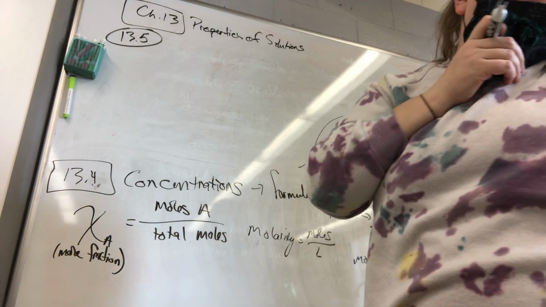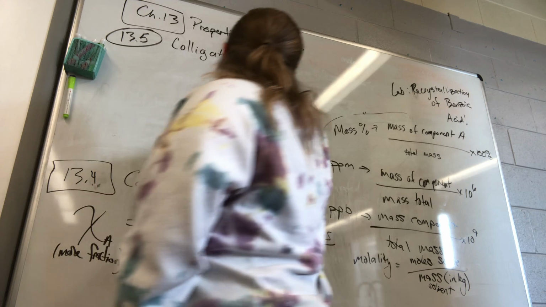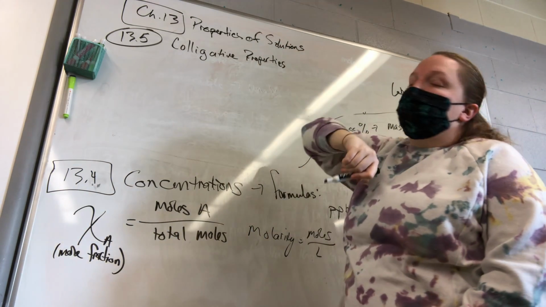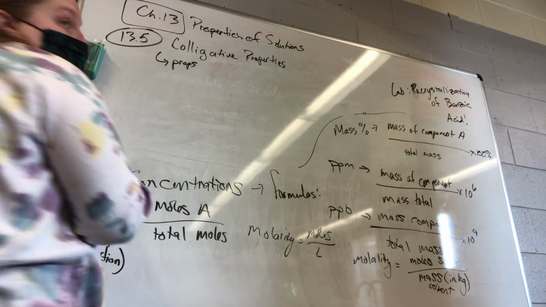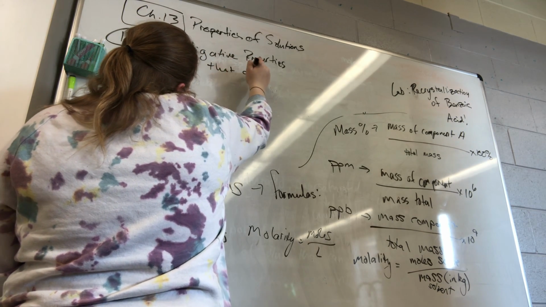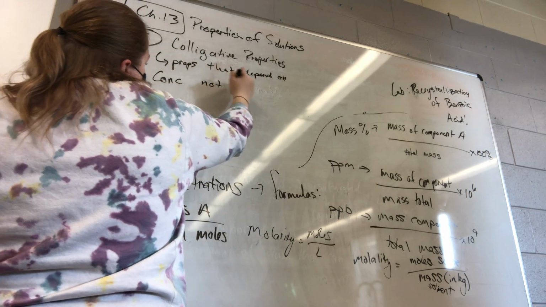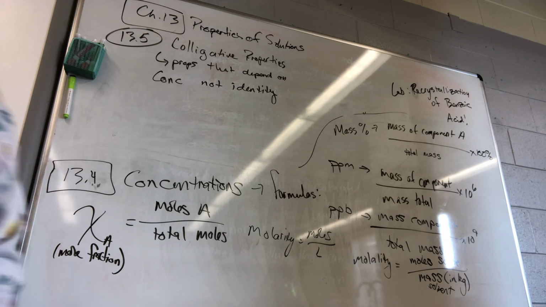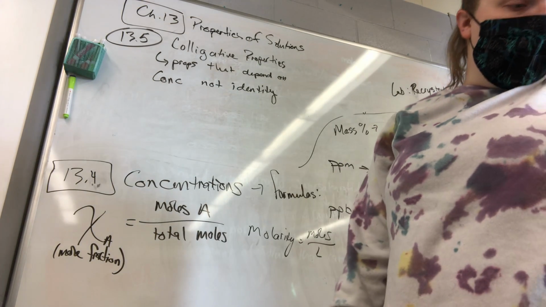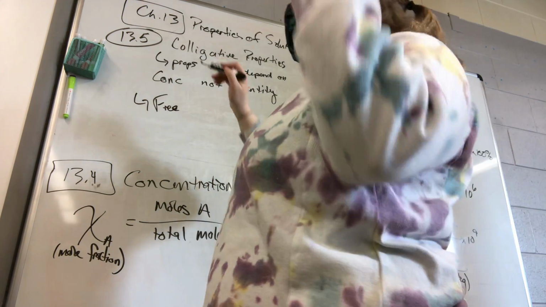All right. Then we talked about colligative properties. Those colligative properties were going to be ones that depend on the concentration. So properties, not the identity. Anybody remember some of the colligative properties that we talked about? Freezing point depression and boiling point elevation.